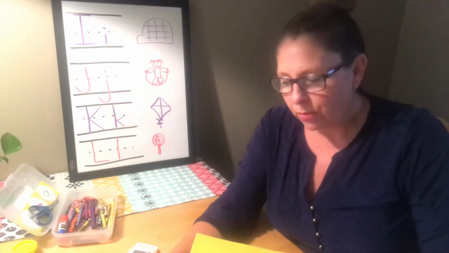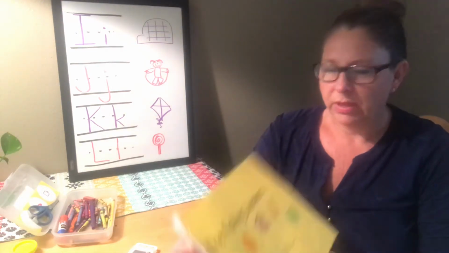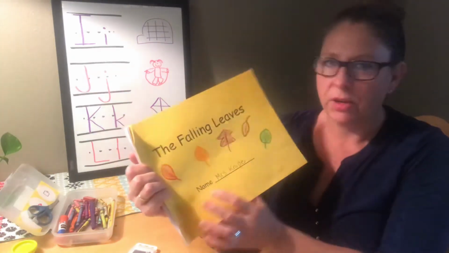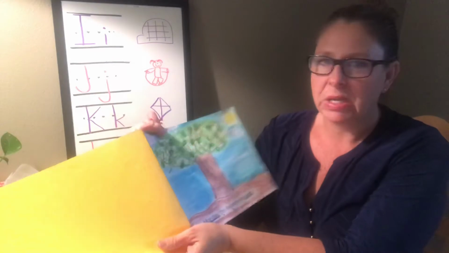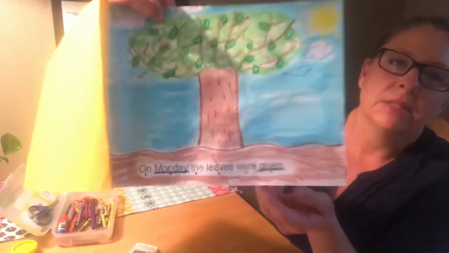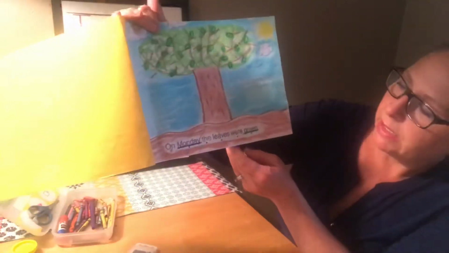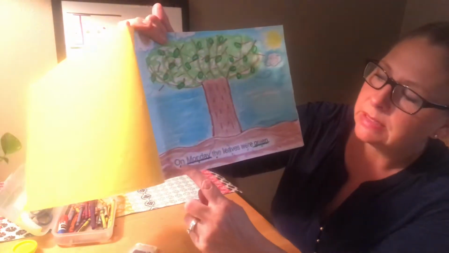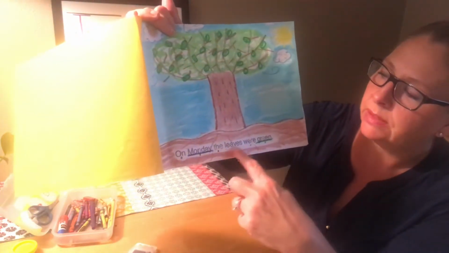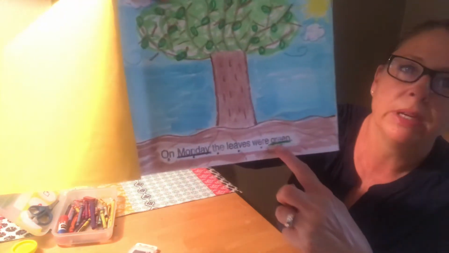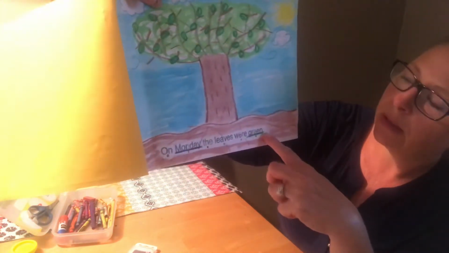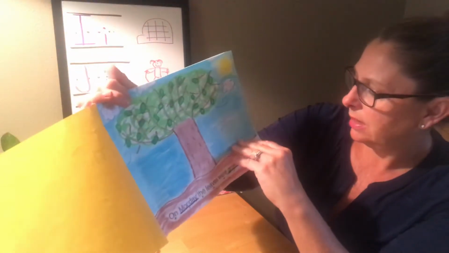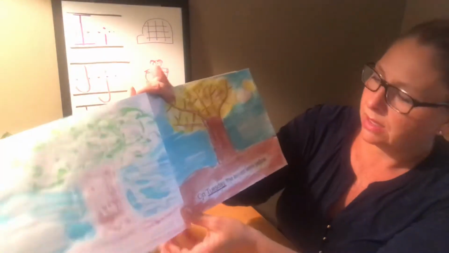Hi friends, today we are going to continue on with our Falling Leaves journal, and so far we've done the first couple days of the week. So this was our Monday page and the leaves were green. The sentence says, on Monday the leaves were green, period. So this was Monday, and then after Monday comes Tuesday.